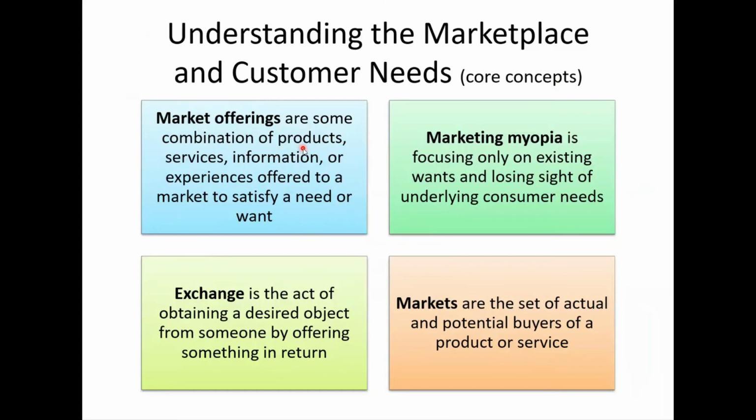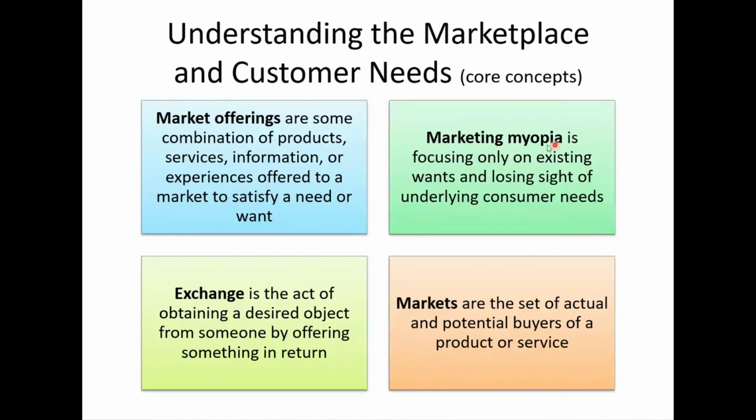It could be a product such as iPhone, it could be a service such as iTunes, it could be information such as Google. What does Google provide to us? Information. It could be, for example, an experience. When you travel to another country, you live the experience of traveling, you see? So here, this is the value. So what is the value? If you have a question in the exam, value is a combination of product, service, information, or experiences offered to a market to satisfy a need or a want.